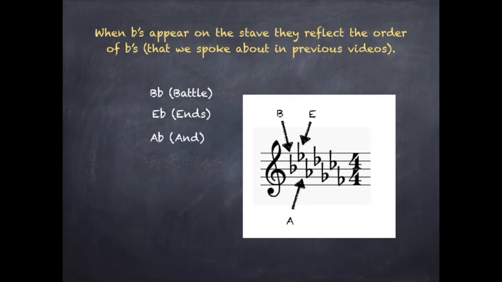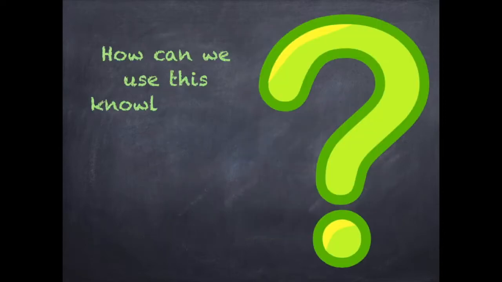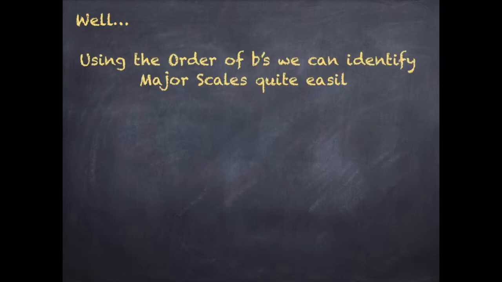The fourth flat, D flat, or down, appears fourth. The fifth flat, G flat, or goes, appears fifth. The sixth flat, C flat, or Charles, appears sixth. And the last flat, F flat, or father, appears last. So how can we use this knowledge to identify the major scales that these key signatures represent? Well, using the order of flats, we can identify major scales quite easily.